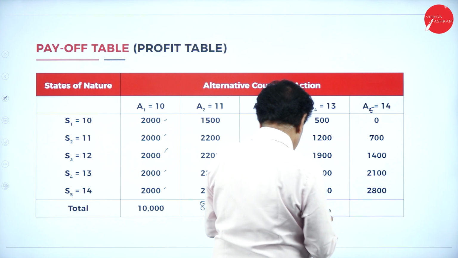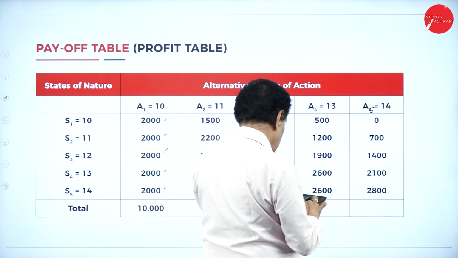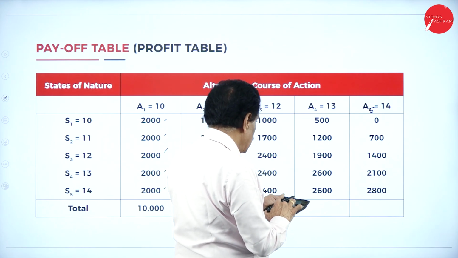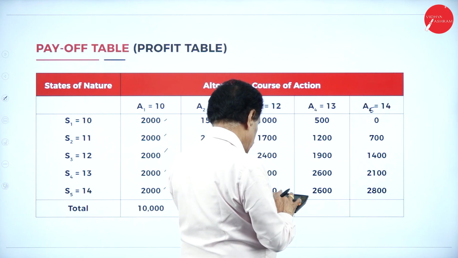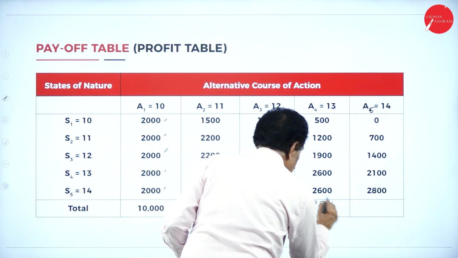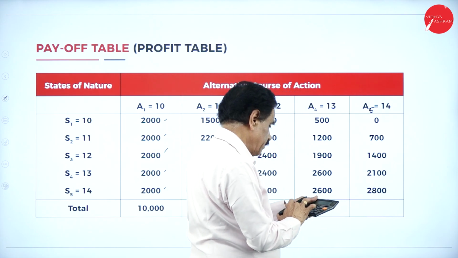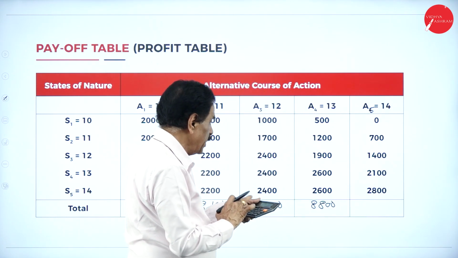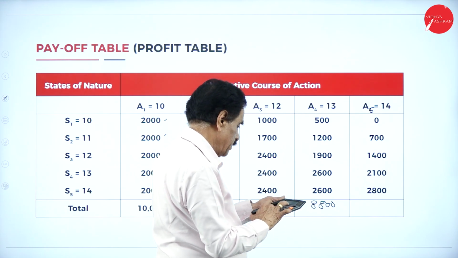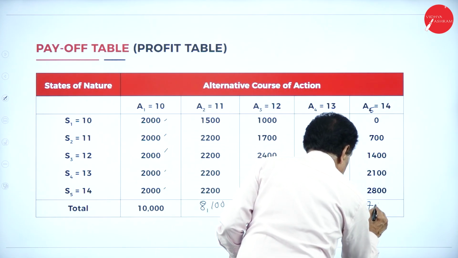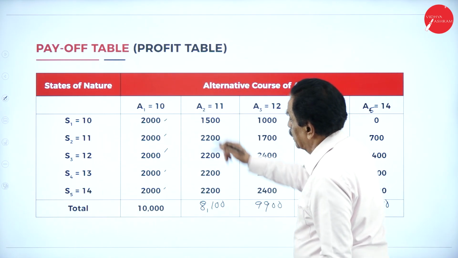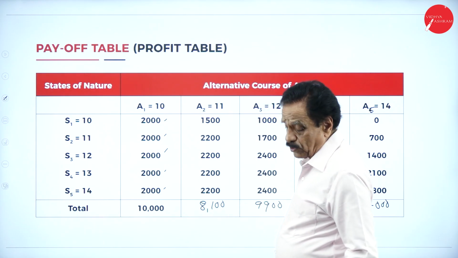Add this, 500 plus 1200 plus 1900 plus 2600 plus 2600, that is 8800. Then 700 plus 1400 plus 2100 plus 2800, that is 7000. This is the total. So A1, A2, A3, you got so much. These are the inflows for the alternative courses of action.